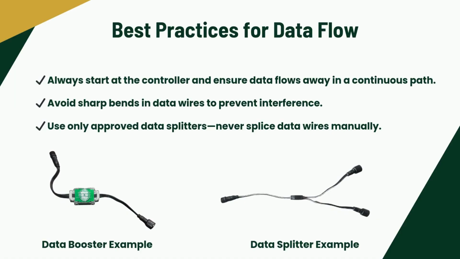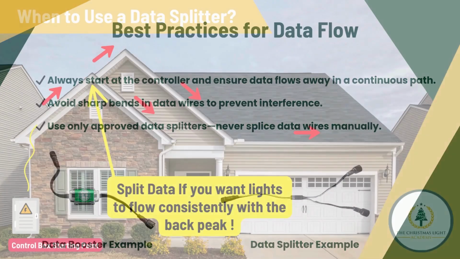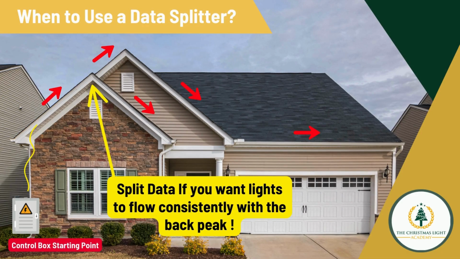A data splitter comes in handy when you need to run lights in multiple directions from a single data source. For example, if you're running lights across a house and need to branch off to add lights to a dormer or peak, a data splitter allows you to send signal in multiple directions while keeping everything synchronized.